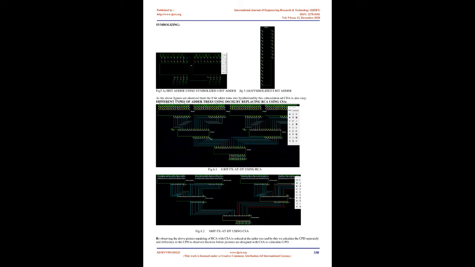They are designed according to the usage of RCA. But to improve the fast response, RCA is replaced with CSA. When CSA is used with the other half adder and modified adder, the delay becomes more. The half adder is represented as A and the modified half adder as A star. And the adder tree is represented as below.